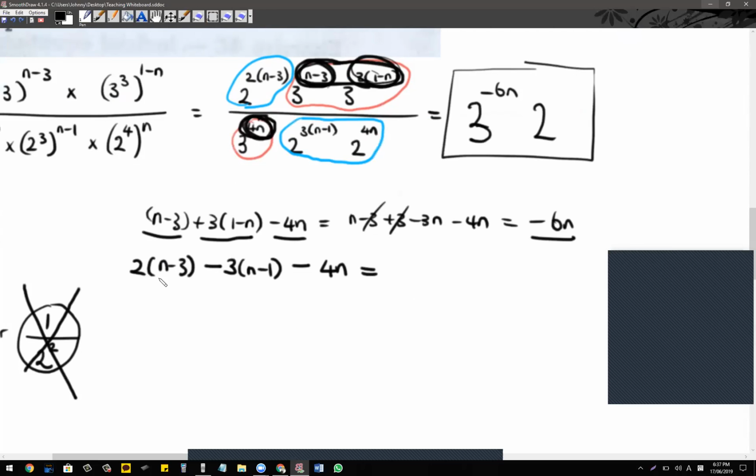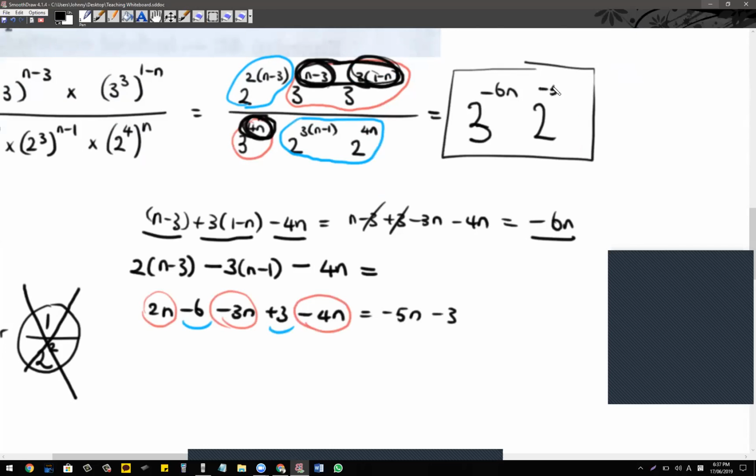So this is equal to 2n minus 6 minus 3n plus 3 minus 4n. Just expand it all out. Now, this is 2n here, 3n, 4n. So that's negative 7n plus 2, so that's equal to negative 5n. And this one is negative 3. So this is equal to negative 5n minus 3.